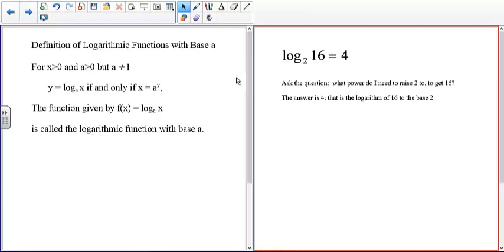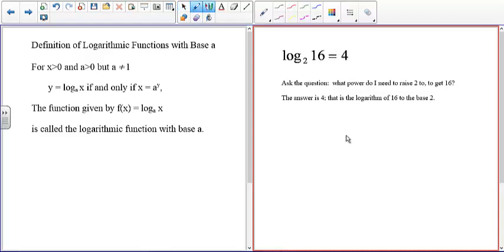So let's kind of demonstrate that. Here is just an evaluation of the logarithm. So the base is 2. That's always the small number down here. This is what we're taking the logarithm of, 16, and the answer is 4. And the way you deal with logarithms is you ask the question, to what power do I need to raise 2 to get 16? And the answer is 4.